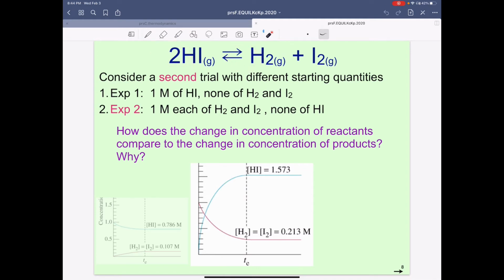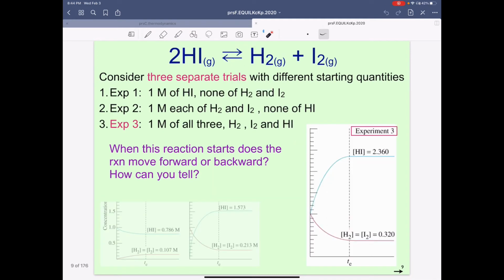That 2-to-1 ratio, 2 times increase by the 1 time loss, is reflected, of course, in the balanced chemical equation. Next, let's look at a third setup in which we put 1 molarity of each chemical, so starting both chemicals at 1 molarity. And when this reaction starts off, how does the graph tell you whether the reaction moves forward or backwards? Well, a quick inspection shows you once again that the HI is increasing, meaning the reaction must be moving left, and the H2 and I2 are decreasing.